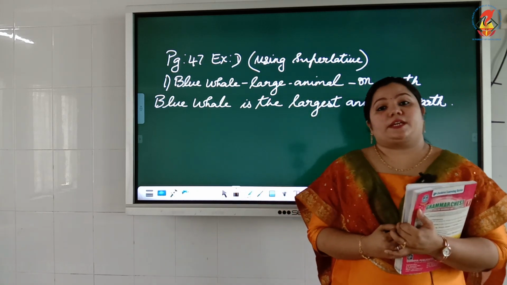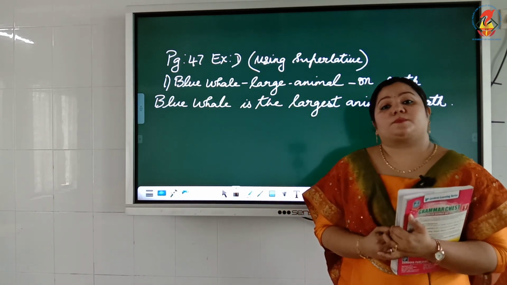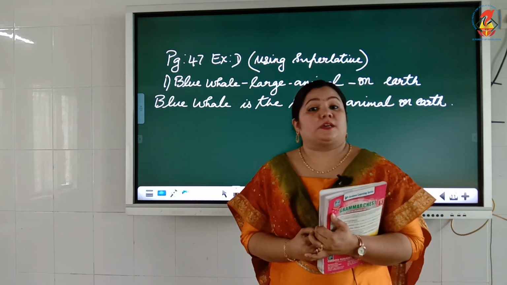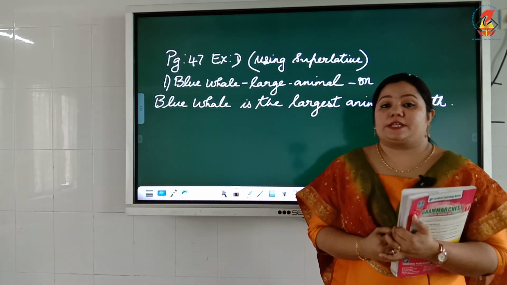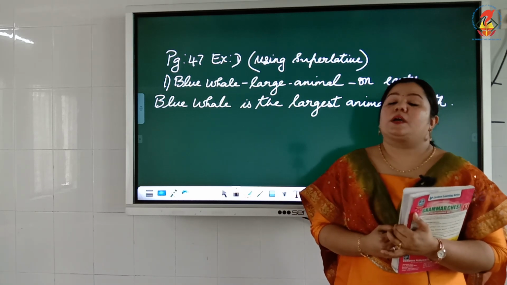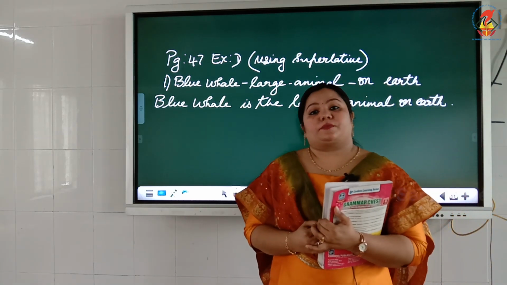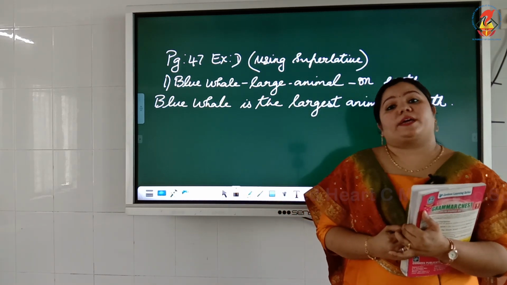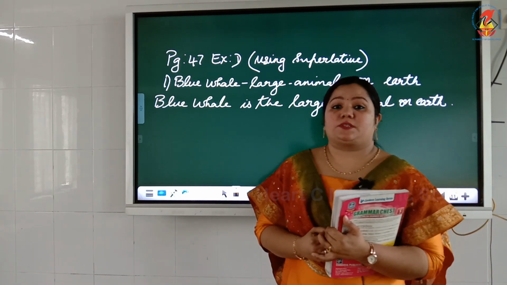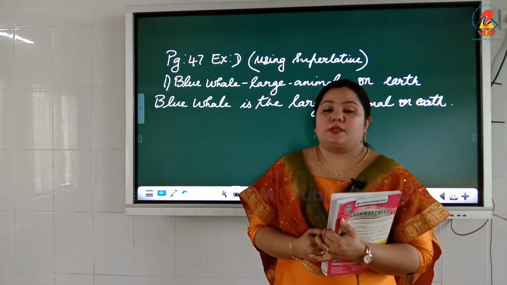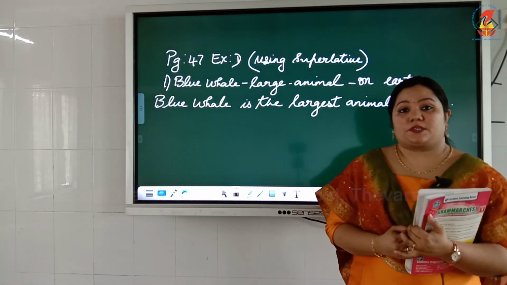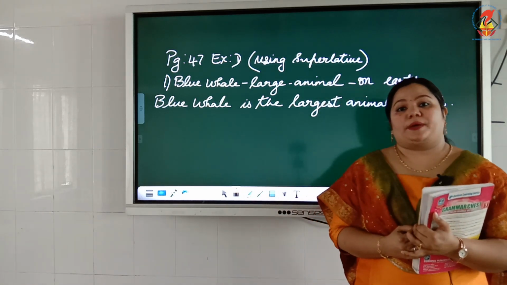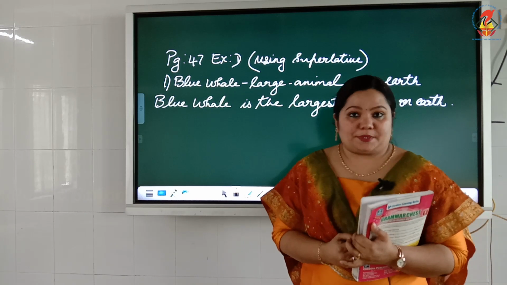Then comparative degree of comparison. A comparison is made between 2 persons, animals or things. The sentence would be in the comparative degree of comparison. And the third one, superlative, is when comparison is made between more than 2 animals, persons or things. Okay, so these are the 3 degrees of comparison which come under adjectives. Adjectives can be used for comparing. So that was what our chapter was about.